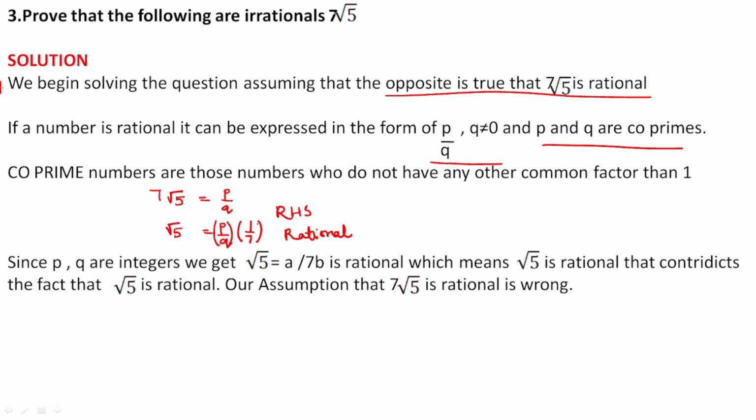So this proves that if the right hand side is a rational number, it also means that the left hand side is also a rational number. But this is contradicting the fact that root 5 is an irrational number. So whatever assumption we made in the beginning, that 7 root 5 is rational, is wrong. So therefore 7 root 5 is an irrational number. So you can solve all the exercise questions of this using these statements and these steps that are mentioned in the video.